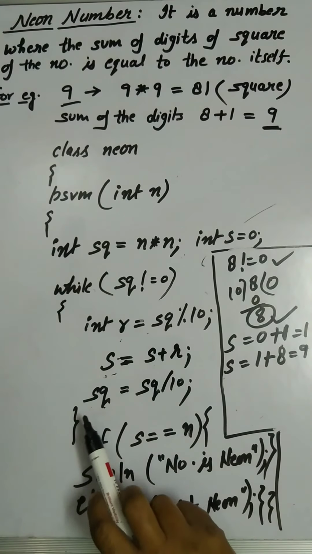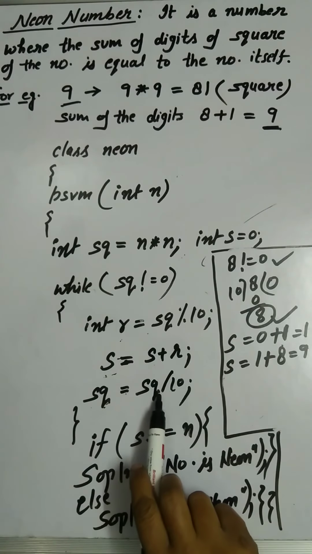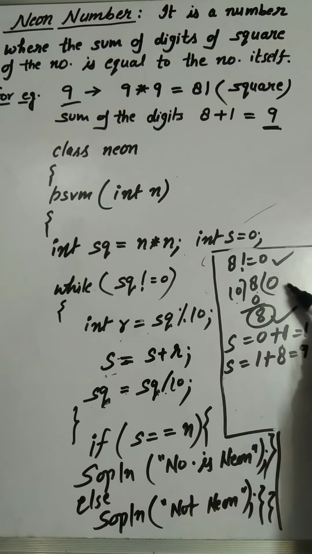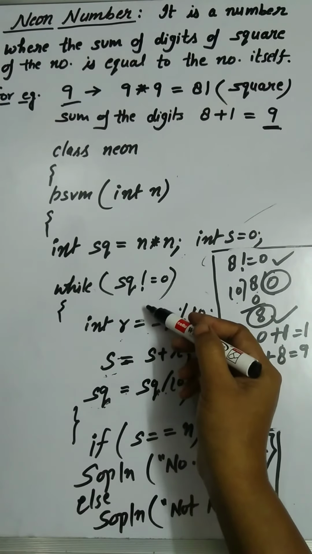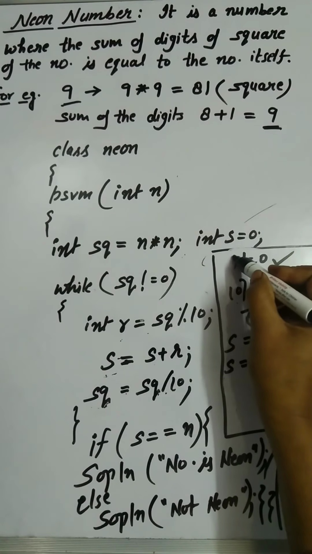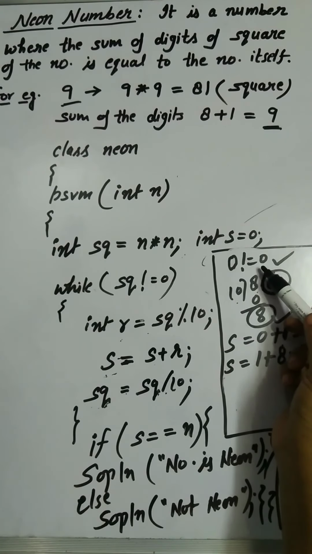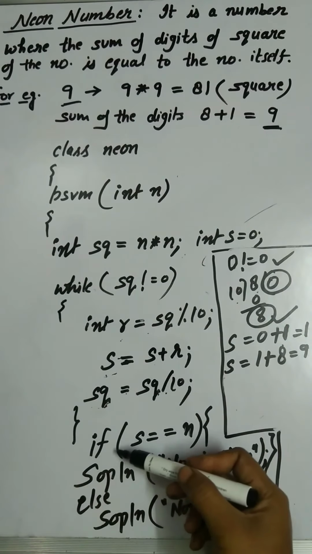Clear? Next time, SQ is equal to SQ divide 10. Here is the division sign. So when we divide 8 by 10, the quotient value will be 0. So SQ is equal to 0. When the loop repeats next time, SQ value is equal to 0, means 0 is not equal to 0. So this condition is false. Control comes out from the loop.